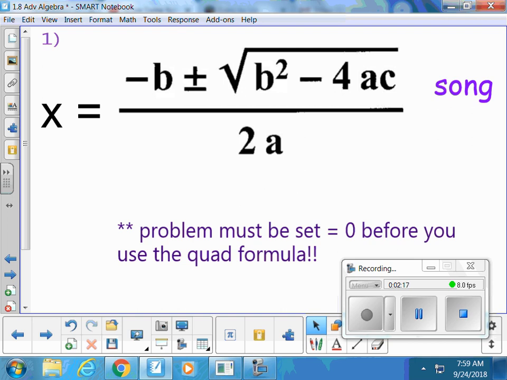But jot this note down as well. Your math problem must be set equal to 0 before using the quadratic formula. If it's not set equal to 0, you're not going to be prepared to find that A, B, and C and solve it.